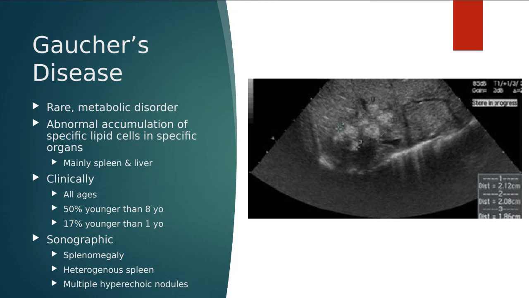On ultrasound, we're going to see an enlarged spleen, a heterogeneous spleen because of that accumulation of those lipid cells. We could potentially see multiple hyperechoic nodules, again, kind of similar to the amyloidosis, where we're evaluating those actual pockets of where there's an accumulation of a certain type of cell.